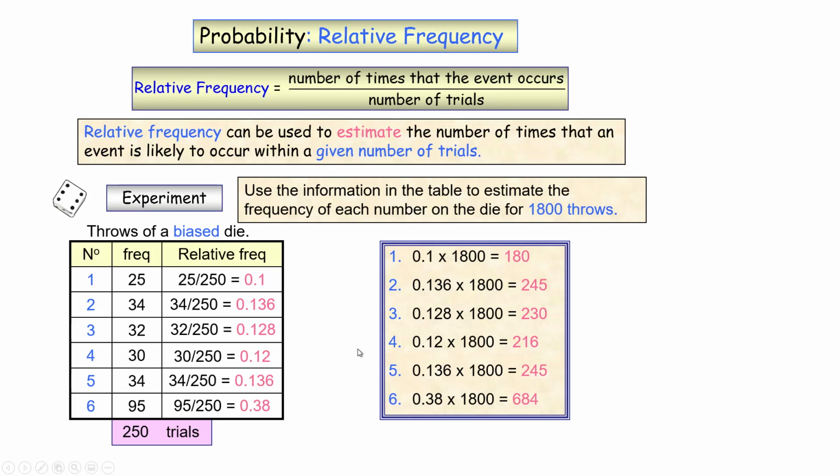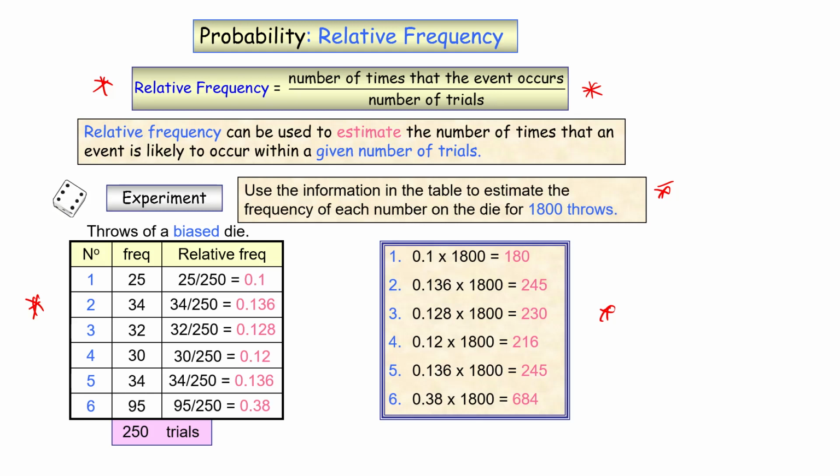So what I want us to do now is to make some notes. We need to put our definition of relative frequency in your books. We need to have our table, and then we need to use that experimental data to work out the estimate for 1,800 throws, so you'll need this table as well. Okay, so hit pause, copy those down. Once you're done, hit play, and we shall move on.